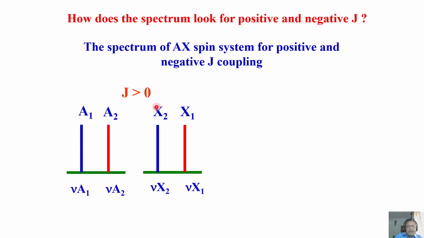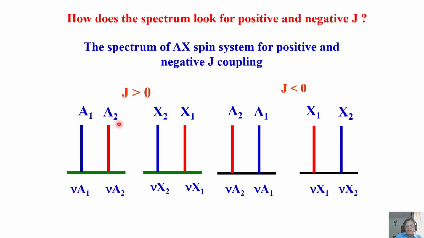Let us say this is the pattern I am going to get for J greater than 0. Most important, you have to monitor A1, A2, X2, X1. These are the numbers I have given for transitions A and transitions X. Transitions we have already worked out. Consider the situation now where J is less than 0, that is, J is negative. What is the difference you are seeing here?